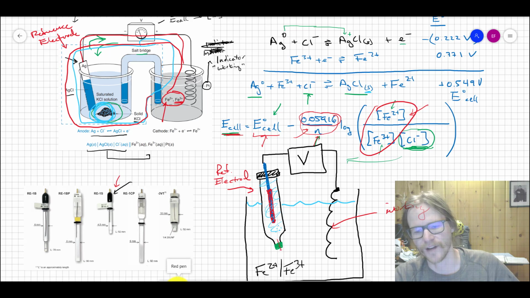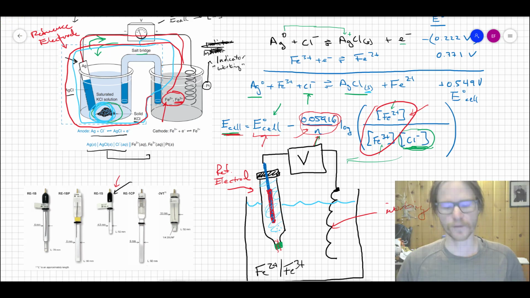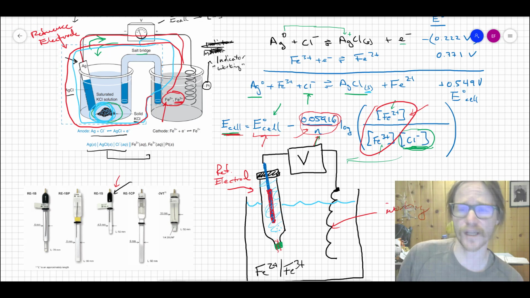Ion transport goes through that little Vycor frit, so we've got a complete electric circuit, and the Nernst equation is fixed and defined so that the only thing that changes it are the ion concentrations. That's how a potentiometric cell would work. I should also mention there's plenty of other reference electrode half reactions out there.